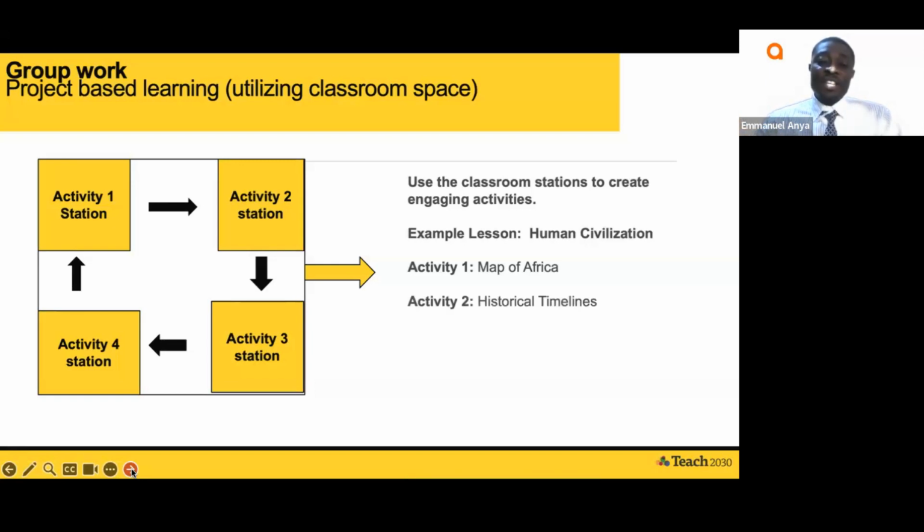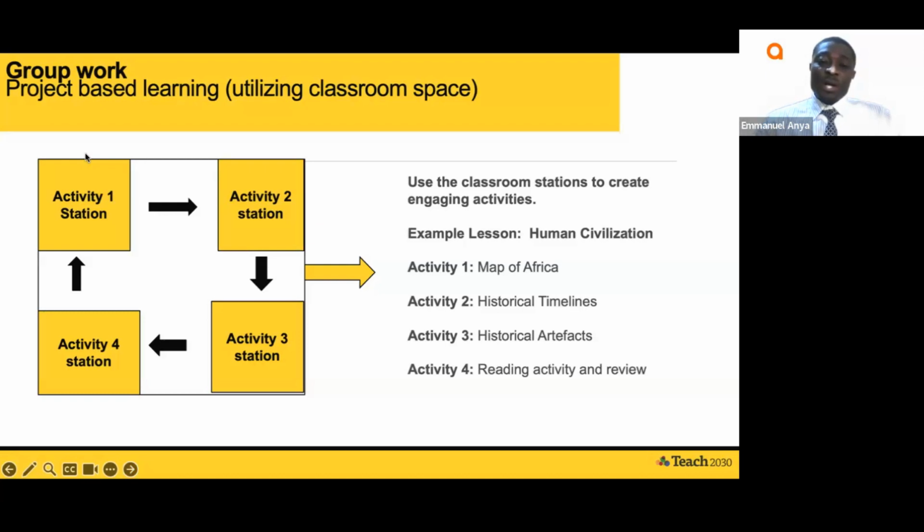When we talk about history, this may not be peculiar to all of us, but for me as a history teacher, these are some of the instructional materials I can engage my students with. So I provide them with a map, maybe a map of Africa, because I want to look at human civilization from the African perspective. And then I provide historical timelines, and again, historical artifacts. So what I do is spread these resources around these stations.